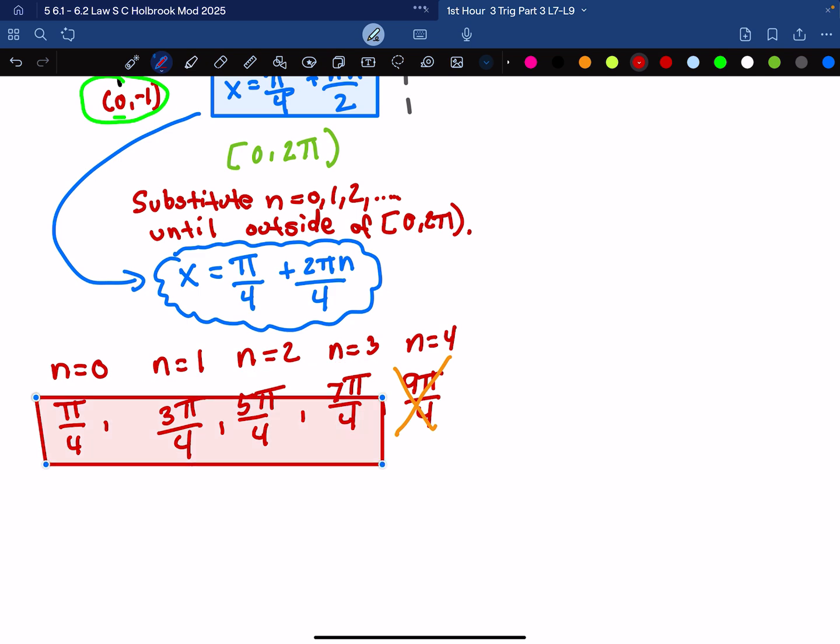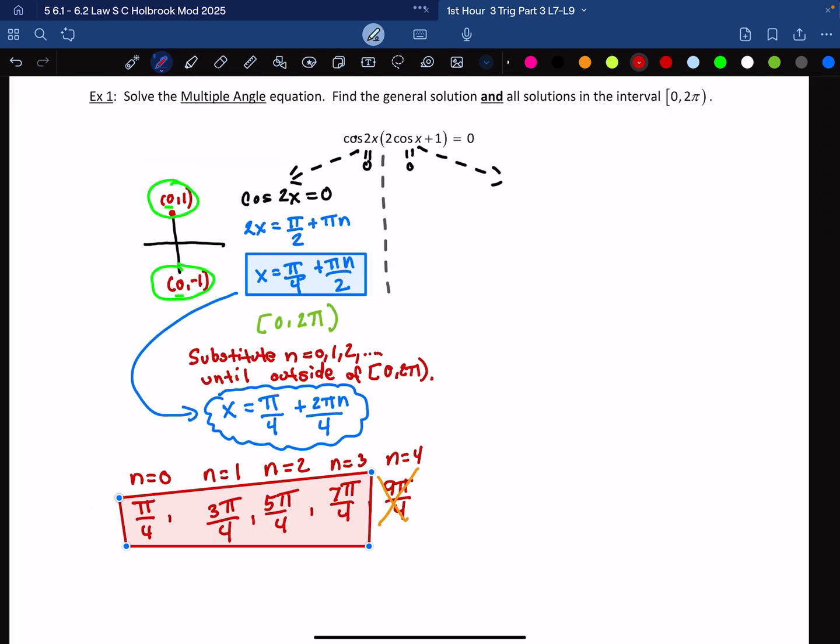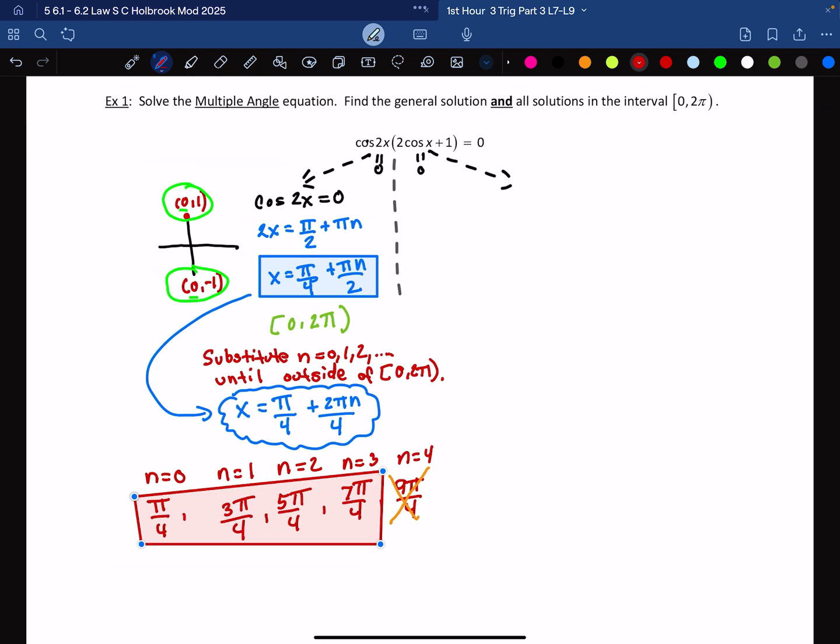And what I have here are my final solutions that satisfy all the solutions for the first half of my equation given here. So now I'm going to do the other half. That's only part of my answers. So far I have the general solution and I have the values between 0 and 2 pi. All right, so now let's go ahead and do the other half.